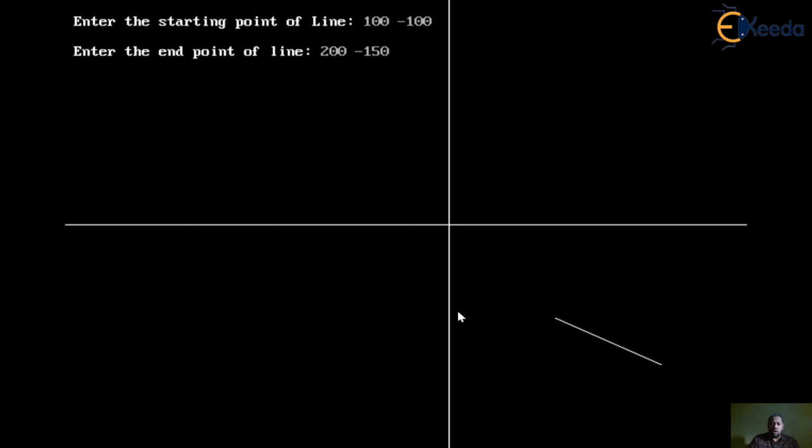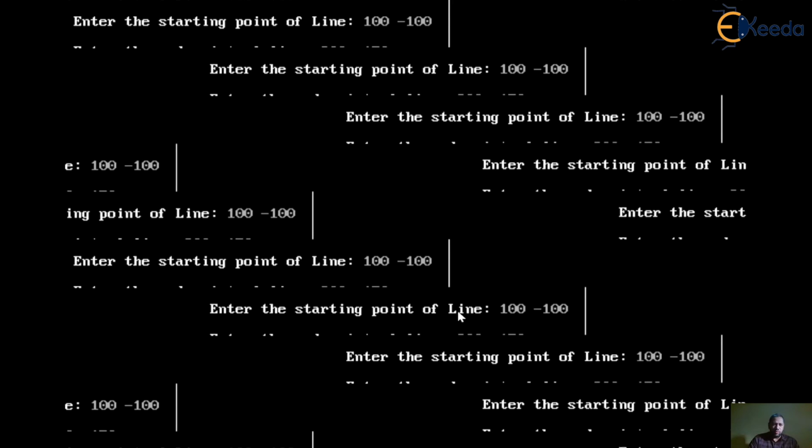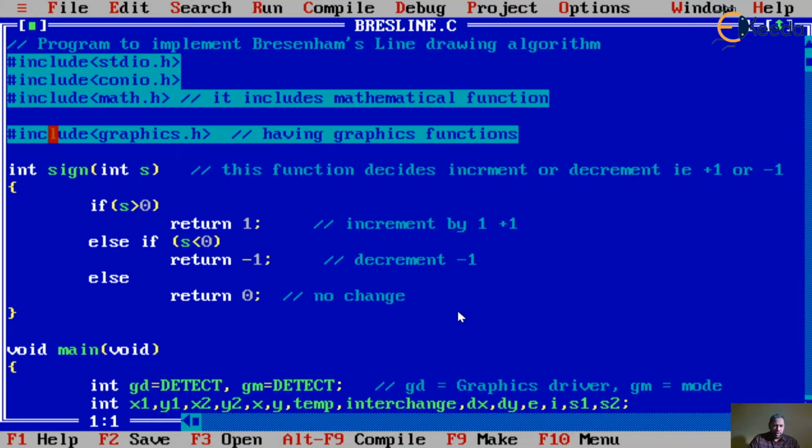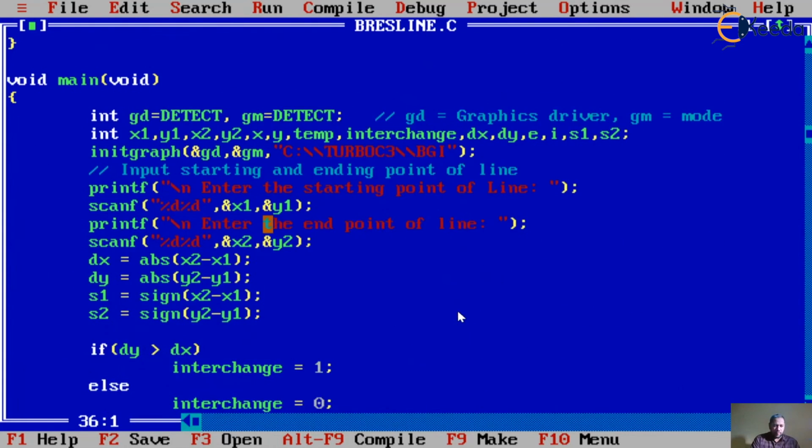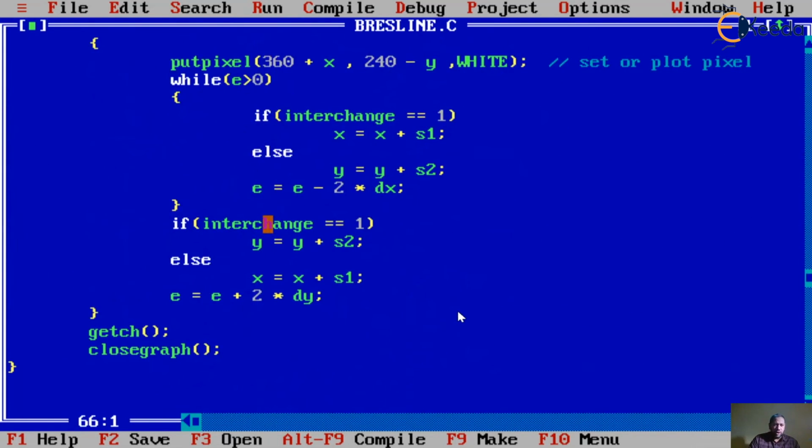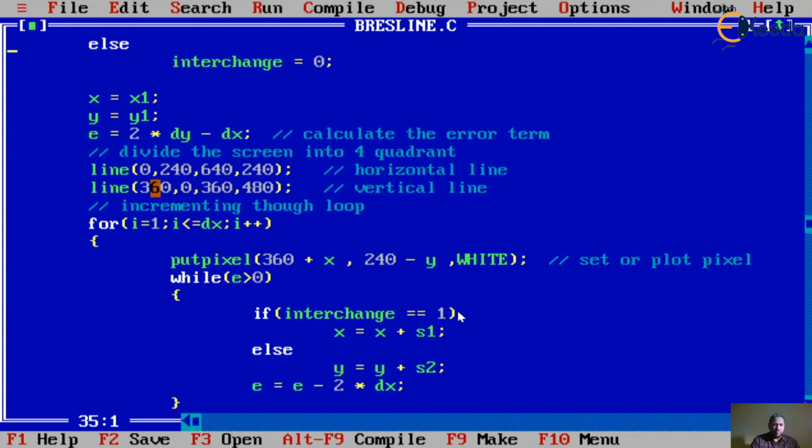So the output indicates how it is going to plot the line using the generalized Bresenham's line drawing algorithm. This is the output, and it makes very clear that whatever we have done theoretically can be implemented in a C program with the help of any Turbo C editor. You can find that the program is available. The program implements the Bresenham line drawing algorithm, as per the algorithm we are going to implement it.